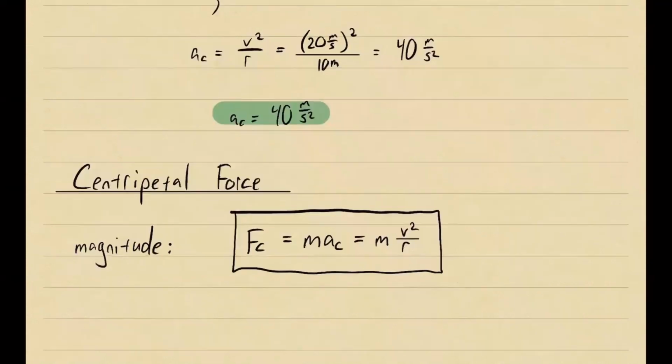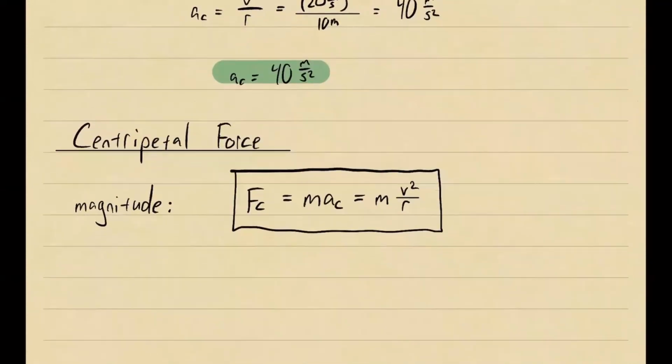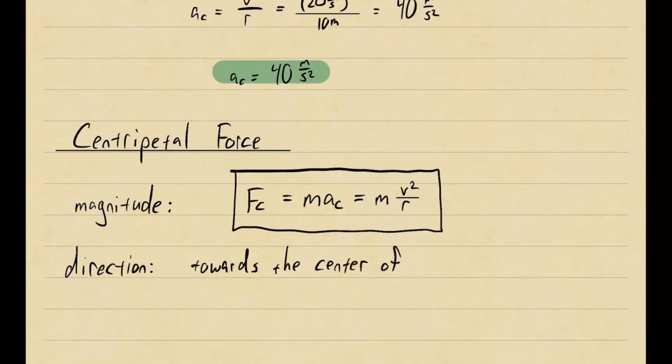And so this is the magnitude for our centripetal force that lets things move in uniform circular motion. And just like with the centripetal acceleration, the direction for this force is again towards the center of the circle.